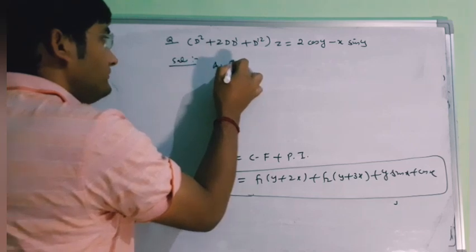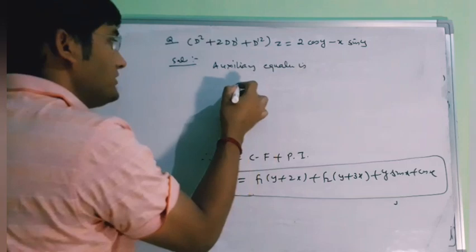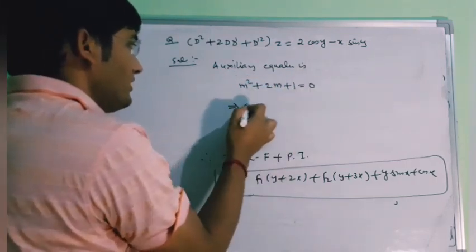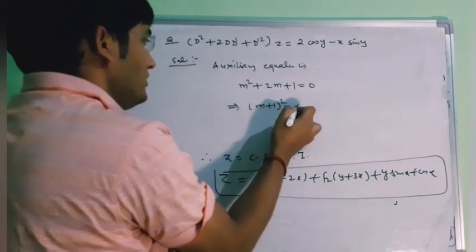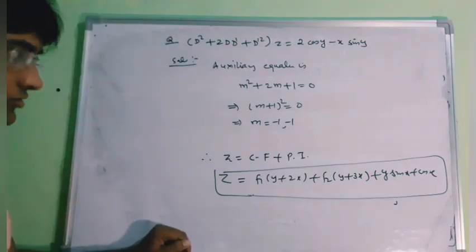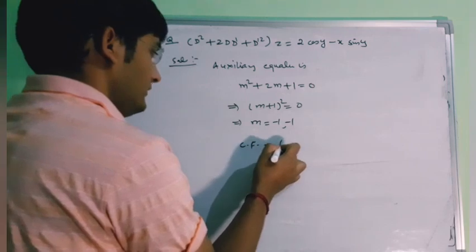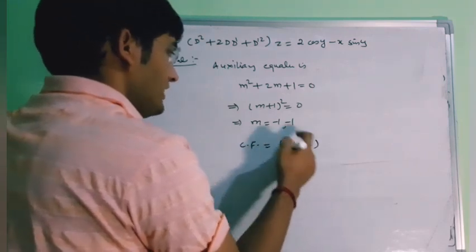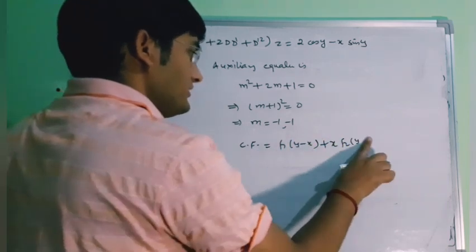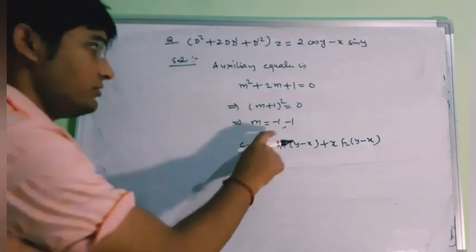The auxiliary equation will be: let us replace our D by m, D dash by 1. So this will be equal to 0. So we have m plus 1 whole square equal to 0, so our roots are minus 1, minus 1. So the complementary function is f1(y minus x) plus x times f2(y minus x), because we have a repeated root.